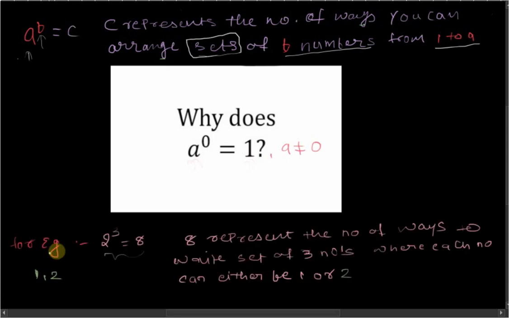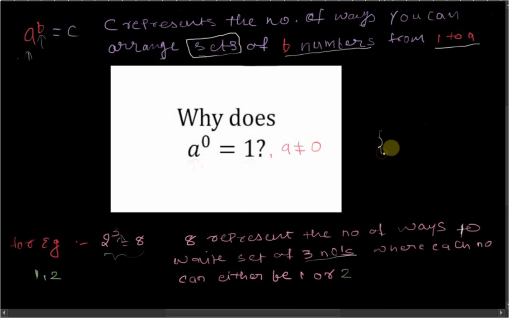All right, so let's consider an example, and we understand this kind of definition through the example only. So this is the example with me. It says that 2 to the power 3 is equal to 8, that we all know exactly. So 8 represents the number of ways to write a set of three numbers, where each number can either be 1 or 2. What does this say? That you have 8 different ways to write a set of three numbers.